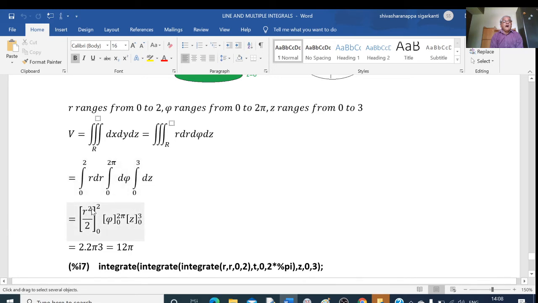So this is equal to r square, 2 square, 4 by 2 is 2. 2 minus 0 is 2, into here 2 pi minus 0 is 2 pi. Here 3 minus 0, this is equal to 3. That is 2 into 2, 4, into 3 is 12 pi. 12 pi is the volume.